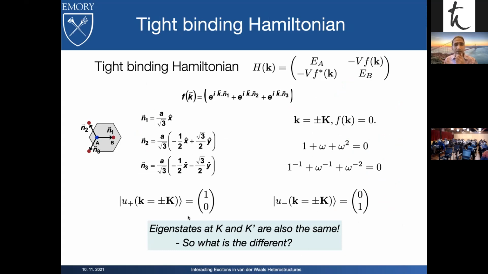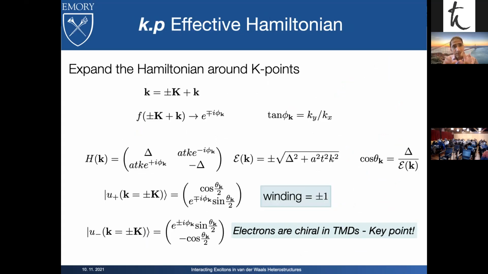So what's different? And I'm sure most of you already know the answer. You have to look around these two valleys. So if you expand close to this point, what you see is that there is a phase winding in the wave function. And that winding is opposite in the two valleys. So you get a winding of plus minus 1. So long story short, electrons in this material close to the bands are chiral. That's the key point.